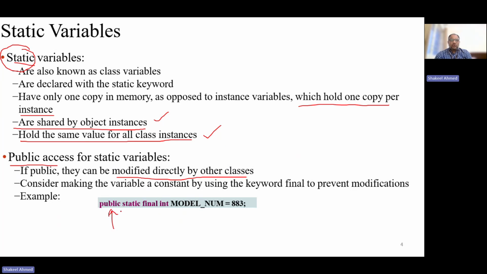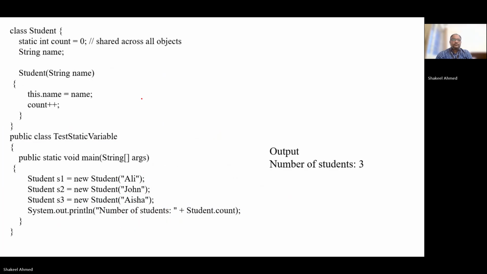So consider making a variable a constant by using the keyword final. So we are using a final keyword and that makes it a constant. The data type is integer. The variable name is going to be model underscore num, and you are giving it some value. And then the important part is that we are making it static. So static means this one will be used by all the instances of the objects and it is not going to be changed. Okay.